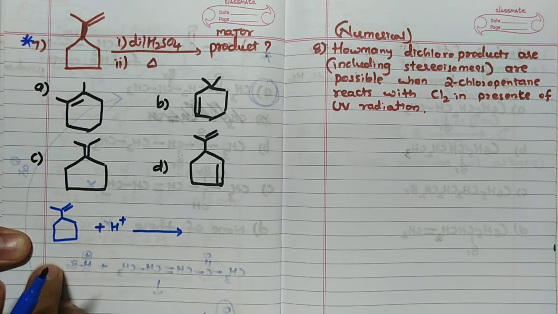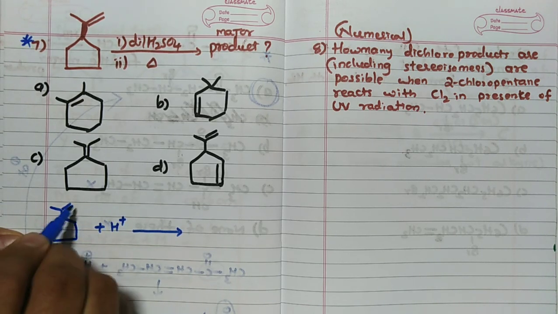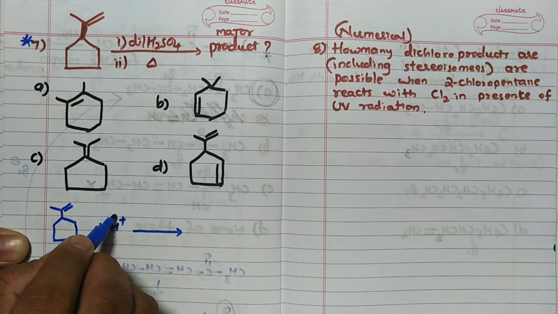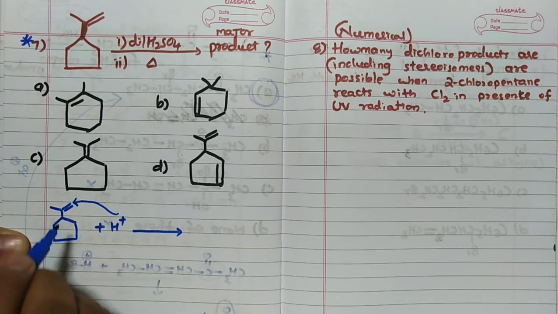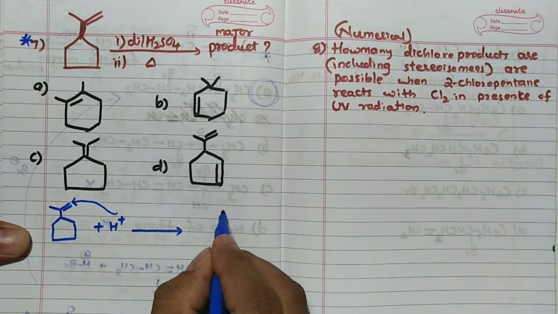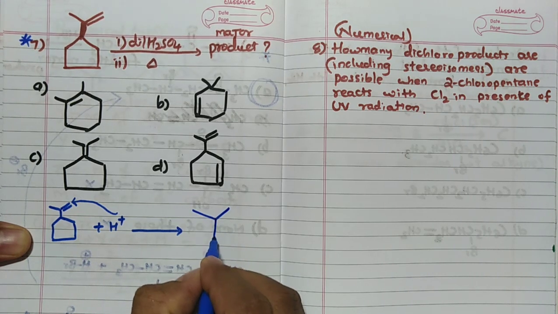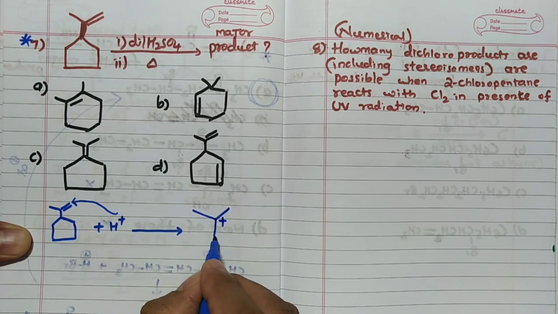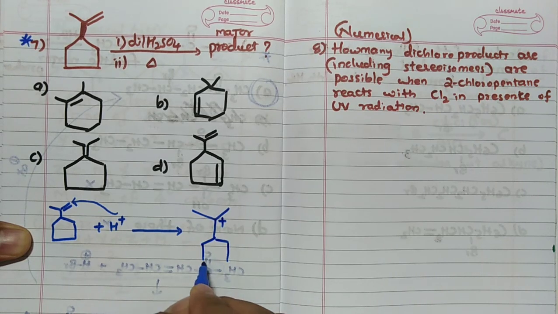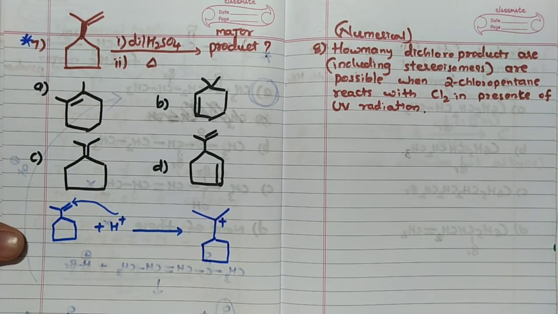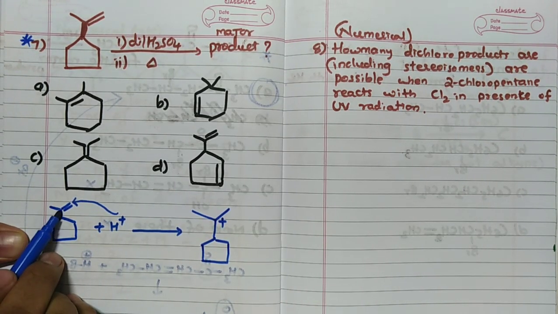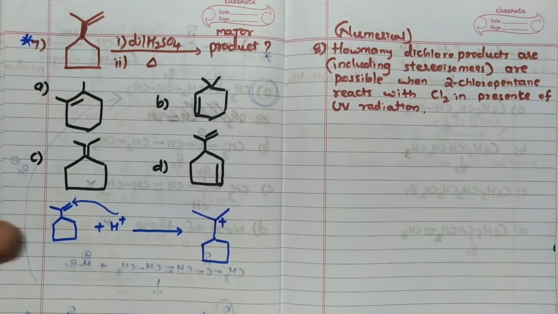I will tell you. In this particular case, H plus will add to this carbon. Remember, H plus will add to this particular carbon, here on this carbon, so that carbocation is formed here. See, like this. Carbocation is formed here. So I will write like this. Correct? So carbocation is formed at this carbon, the bridge carbon.